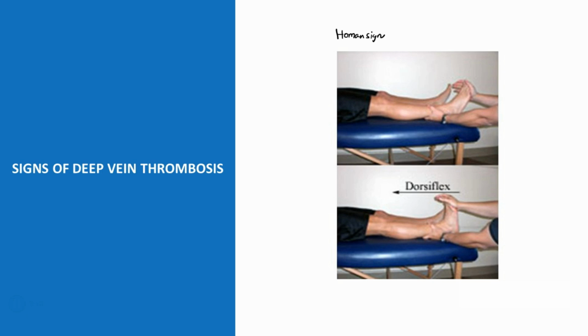So in the image here you can see the sign of DVT, that is Homan sign, very important. And what do we do in Homan sign? We try to forcefully dorsiflex the ankle. So on dorsiflexion of the ankle, if the pain is felt in the calf, this is Homan sign positive and it indicates DVT. But this is neither sensitive nor specific for DVT.